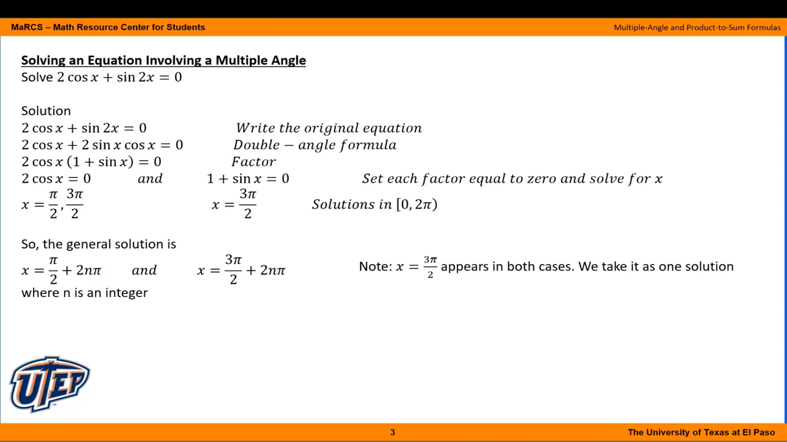Notice that one solution appears in both sets. We list only that solution once in the final answer. This is a common technique when solving trigonometric equations involving multiple angles.